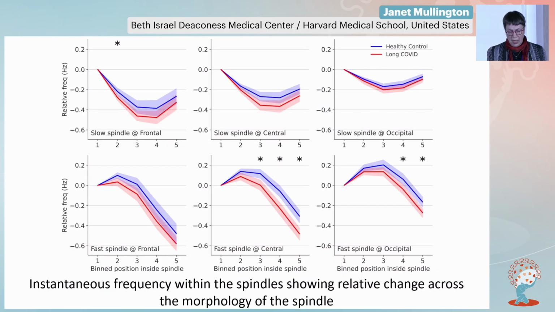And here you see the fast spindles on the bottom and the slower spindles on the top, but particularly in the central electrode placements, you see that the ME/CFS and long COVID participants have a sort of less robust, less defined morphology.